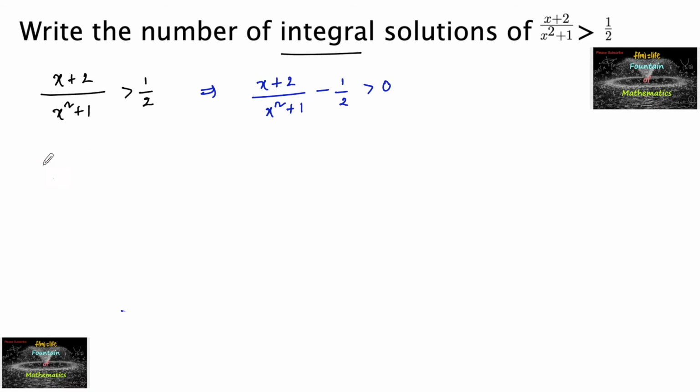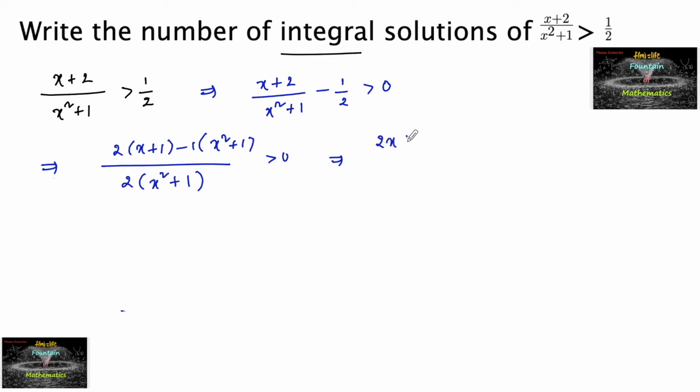So let's take the LCM for this. So we'll have 2 times of x plus 2 minus 1 times of x square plus 1 upon 2 times of x square plus 1 is greater than 0. So which implies this is 2x plus 4 minus x square minus 1 upon 2 times of x square plus 1 is greater than 0.